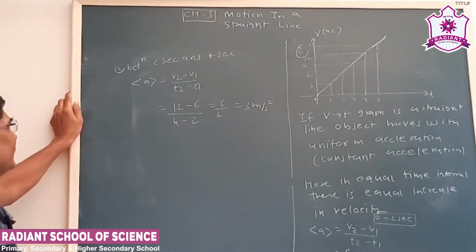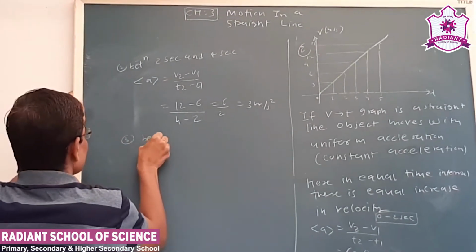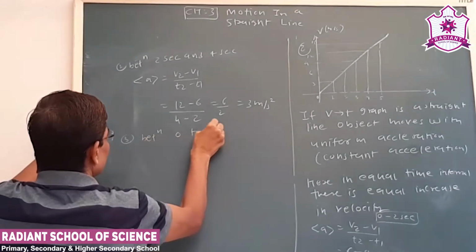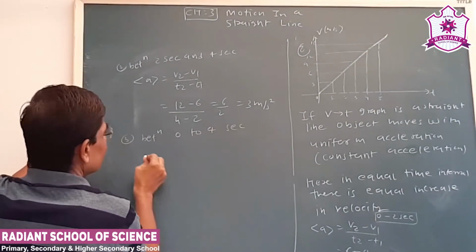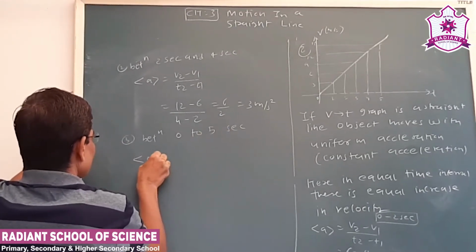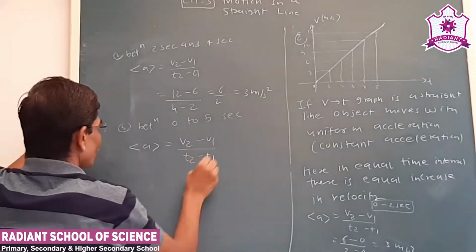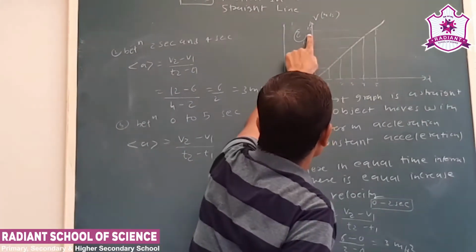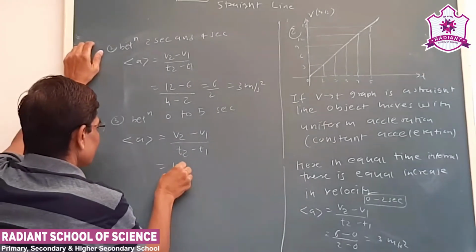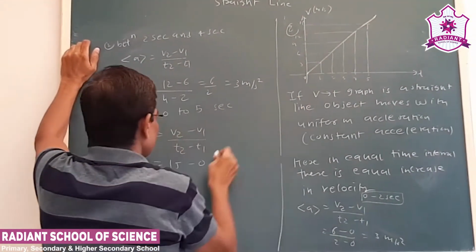Okay, now let us say we find out the average acceleration between 0 to 4 seconds. Okay, now 0 to 5 seconds, let us say. So average acceleration is v2 minus v1 upon t2 minus t1. Now what is the velocity at 5 seconds? It is 15. At time 0 seconds, the velocity is 0.